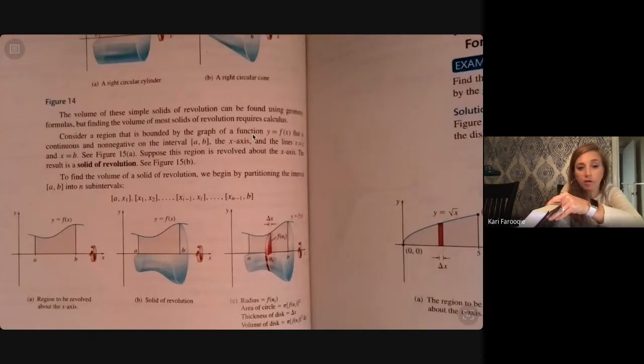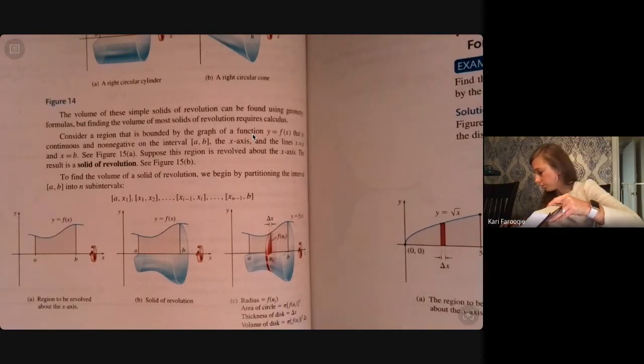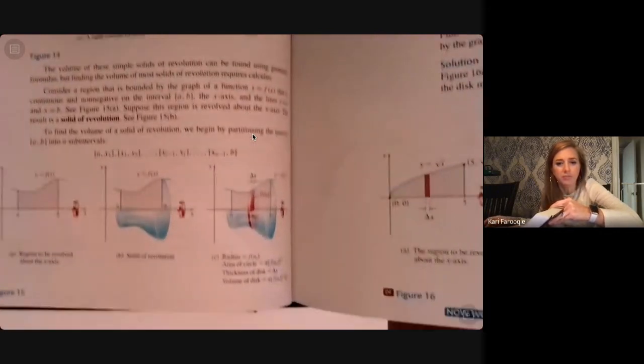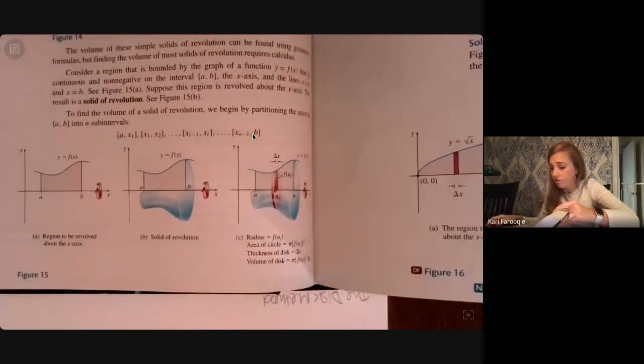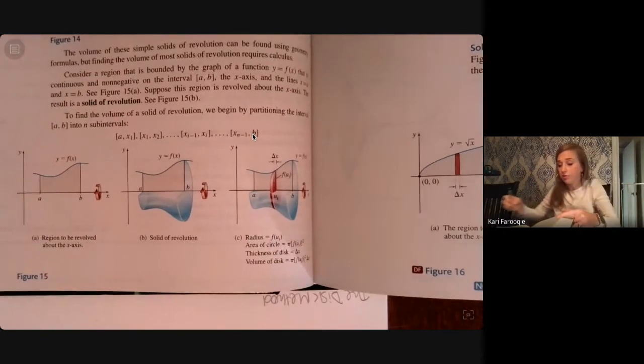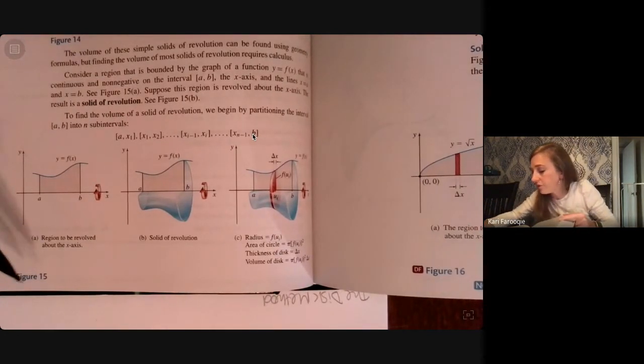And your book has awesome pictures. So this is from your book. I'm looking currently at page 436. This is the beginning of section 6.2. But you can see here, and this, by the way, is a horizontal axis of revolution. Sorry, I'm looking at this upside down right now, so I'm going to try to say this correctly.